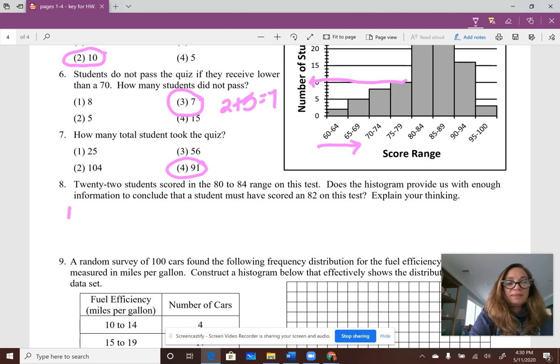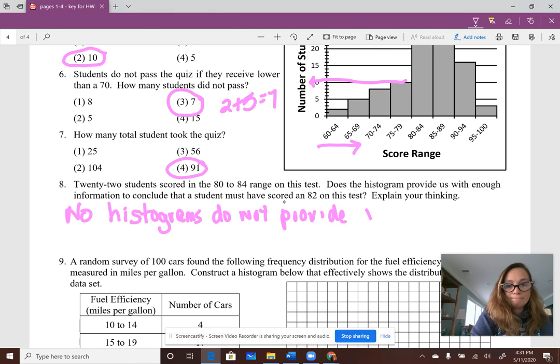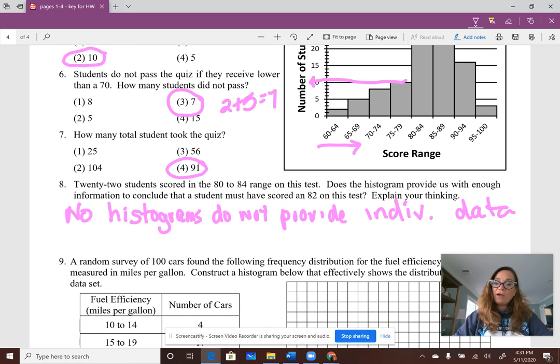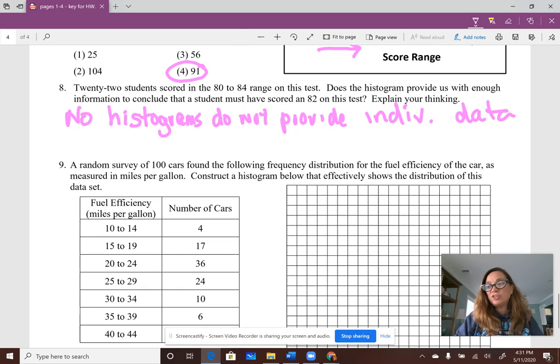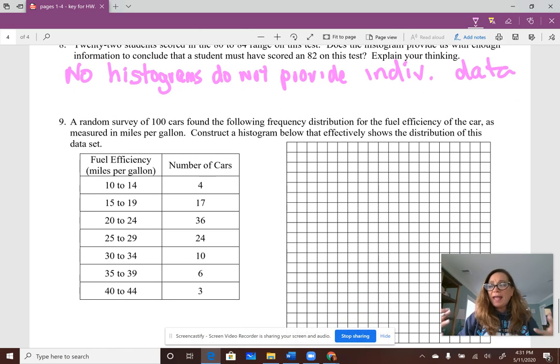Now, here's one of the problems with histograms. It doesn't give you individual data. So it only tells you there are 22 between here and here. Absolutely nobody could have gotten an 82. So histograms do not provide individual data. It is one of the downfalls. But some people like that because you don't want individual data. You just want to know, hey, what's going on?